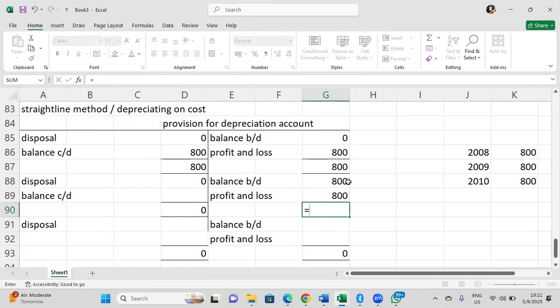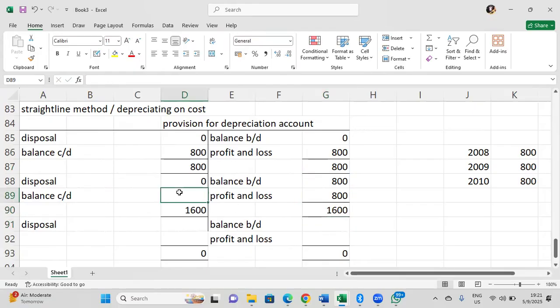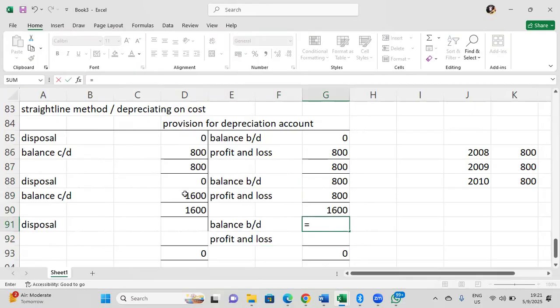Then we move, that's 800 plus the 800, and for the balance CD, this side is only 1.6. So that becomes our balance CD. The CD becomes the BD. Then lastly, we have the 800.